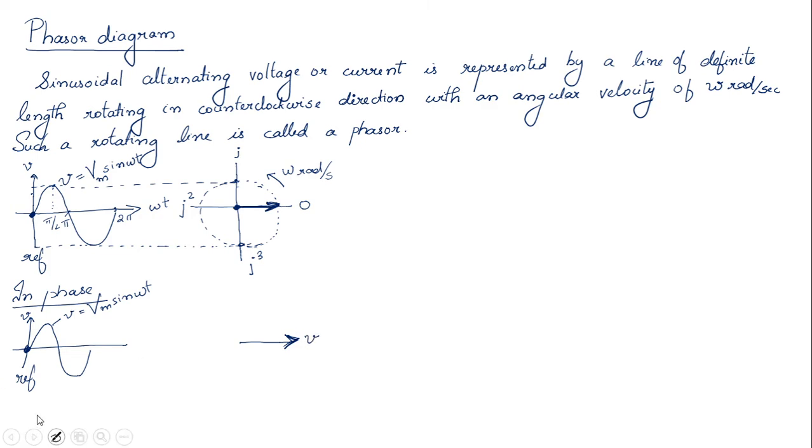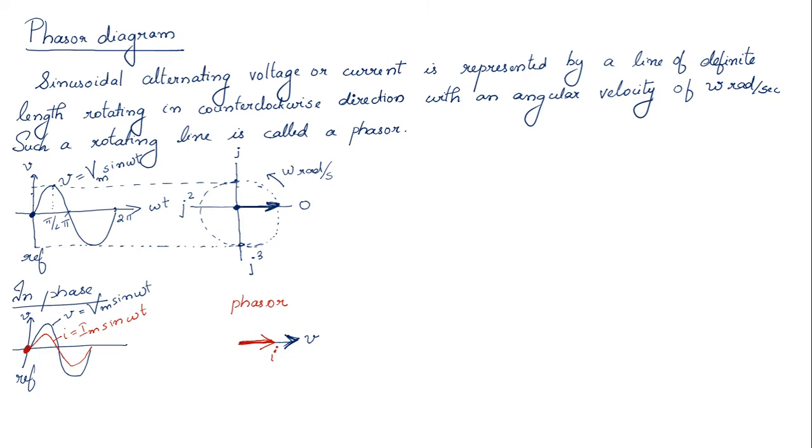Next we are moving to draw the current waveform which is in phase with the voltage waveform. Here you can see I have marked the current waveform i equal to Im sin omega t. Now we are going to draw it in the phasor diagram. Just check what value it makes on the reference axis. It is again 0, which means you have to mark the phasor on the same 0 axis of the phasor diagram. This is the phasor diagram which shows two quantities which are in phase.